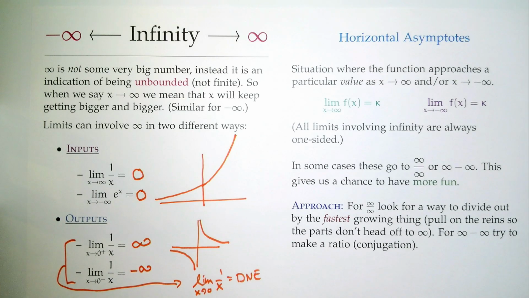Now, infinity minus infinity, well, that's even more work. And oftentimes the way we deal with that is to try to make things into a nice ratio. So let's do some problems with horizontal asymptotes. All right.